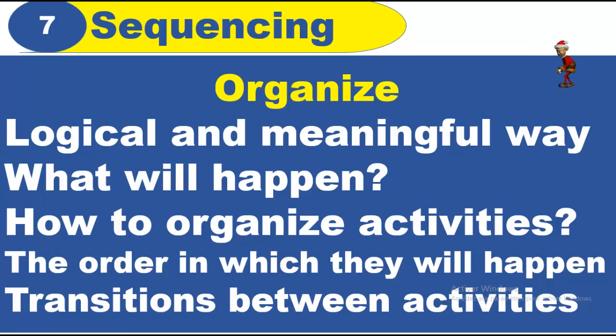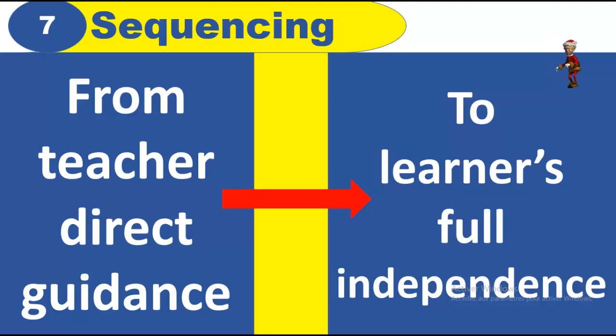So sequencing helps move from teacher direct guidance to students' full independence. At the beginning, the teacher may guide students in the activities, direct guidance, and at the end, when the lesson is okay, students must be fully independent in doing their activities. So from teacher direct guidance to learners' full independence in doing activities.